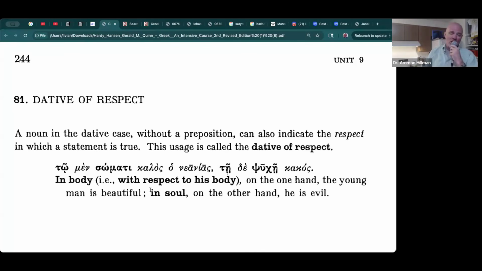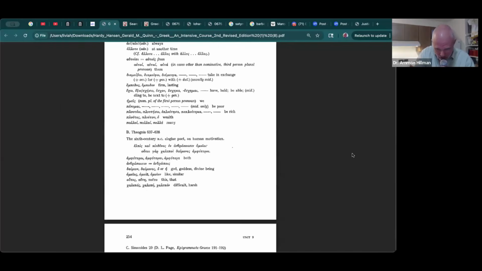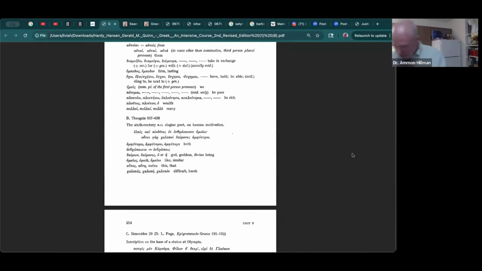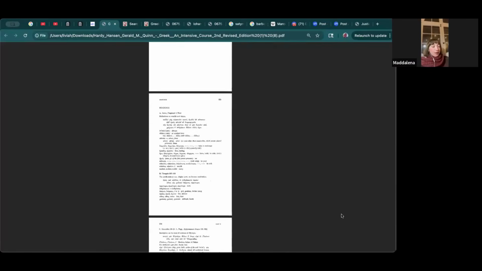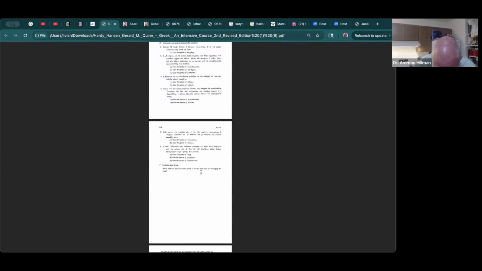So you're like, how do you know if it's manner or instrument or respect? Is it a dative of respect? Well, context. I want you to go to the appendix just really quick, and look at the dative case in the appendix, because they're going to give you all of the dative cases you need.